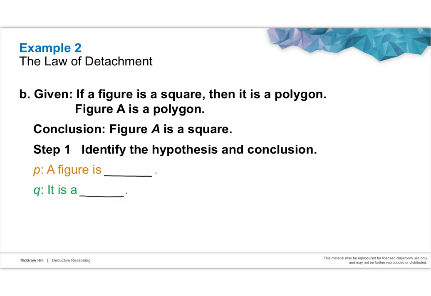Step 1 says identify the hypothesis and the conclusion. Of course, we know the hypothesis follows the if. So a figure is a square, and the conclusion follows the then. It is a polygon.